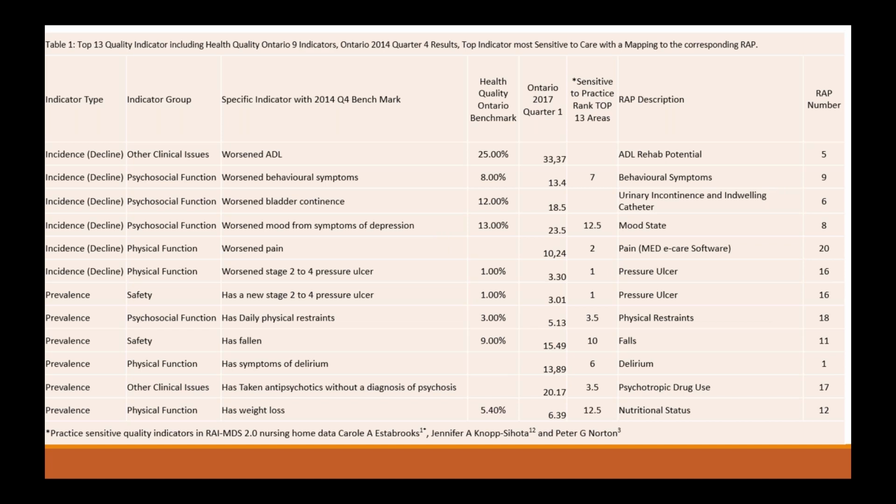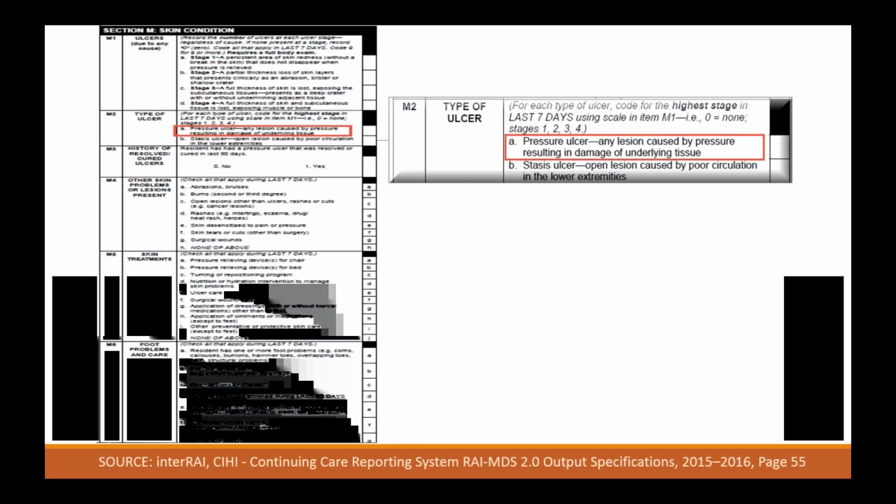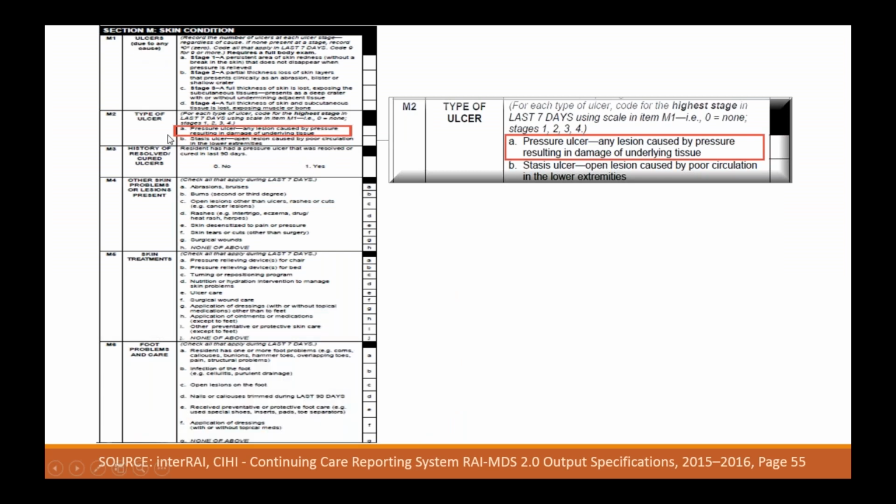Okay, so let's move along to the next slide. So we're going to look at pressure ulcers. And we see from the MDS form under section M that it's M2 that we're looking at, and it's only the A part, pressure ulcers. We're not looking at stasis ulcers. And so that's the item, and I've just blown it up here on the side so it's a little more clear. So pressure ulcers: any lesions caused by pressure resulting in damage to the underlying tissue.